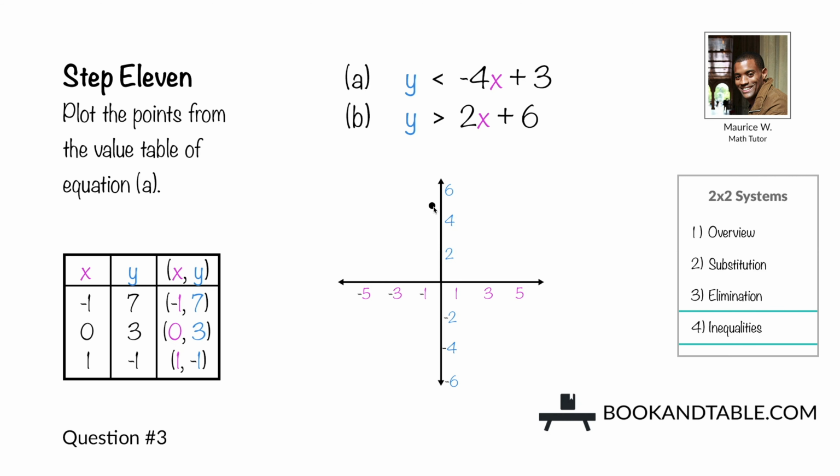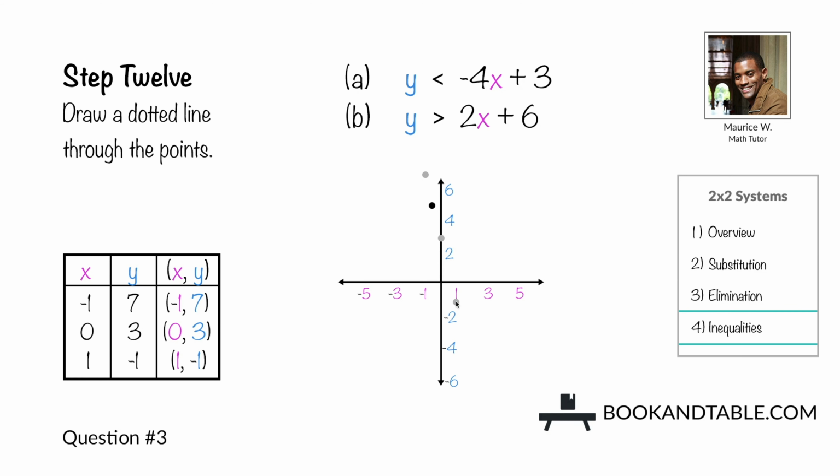Step 11, plot the points from the value table of equation A. So go back to the value table for A in your notes. And the first point is -1, 7. Plot the point. The second point is 0, 3. Plot the point. And the third point is +1, -1. Plot the point. And with these 3 points now, we can sketch A. So step 12, draw a dotted line through the points. And it's dotted since it's less than but not equal to.